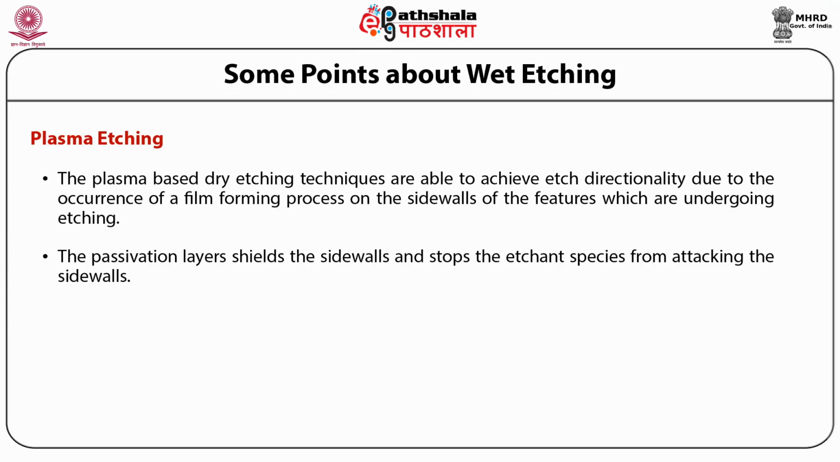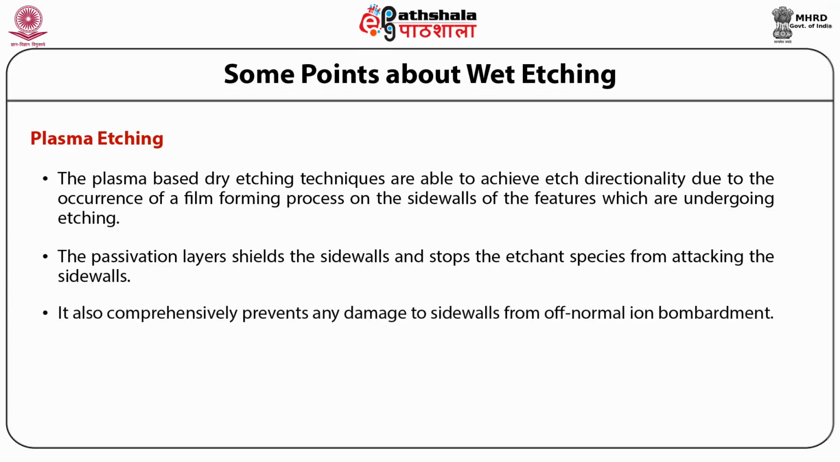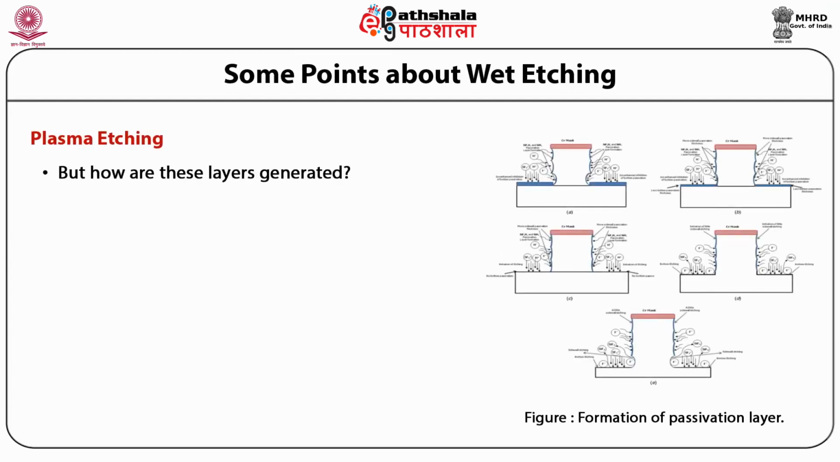This prevents mask undercutting. It also comprehensively prevents any damage to side walls from off-normal ion bombardment. This reduces the bowing effect. But how are these layers generated?